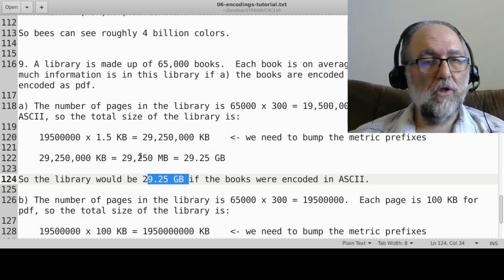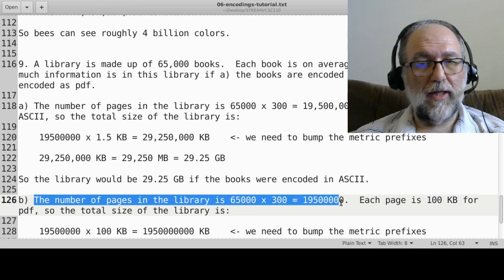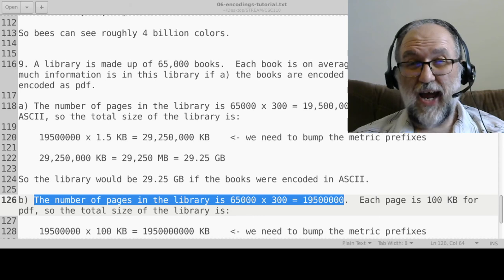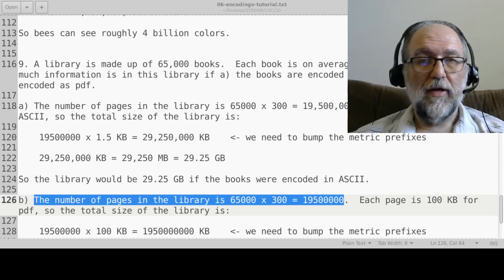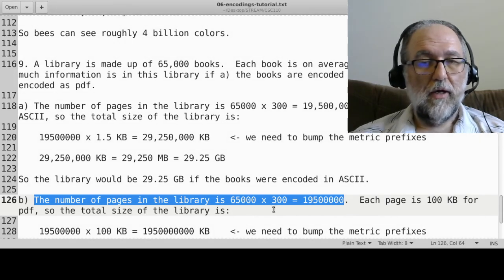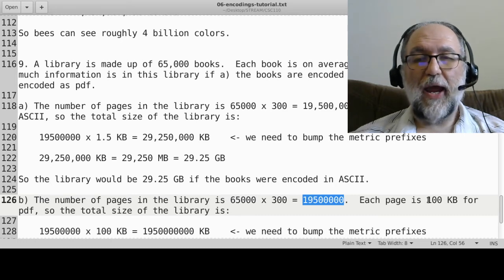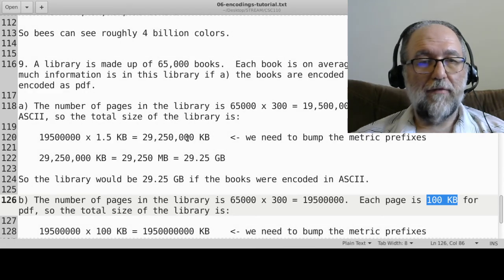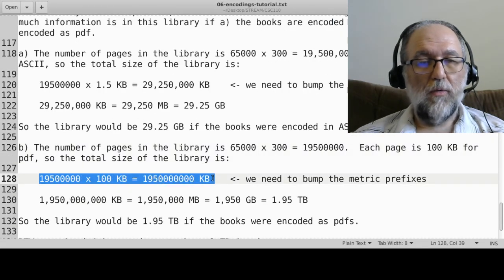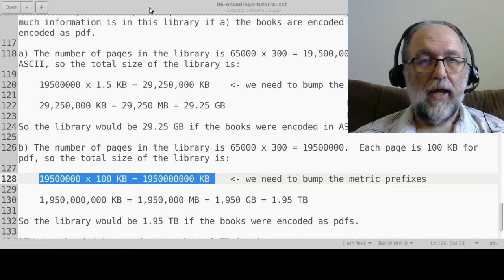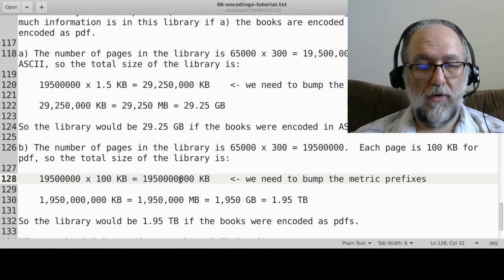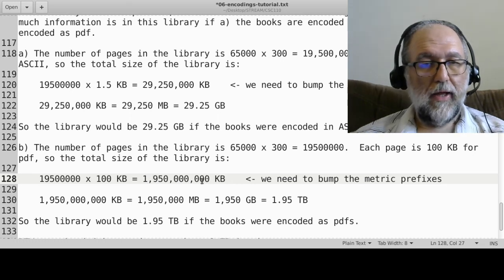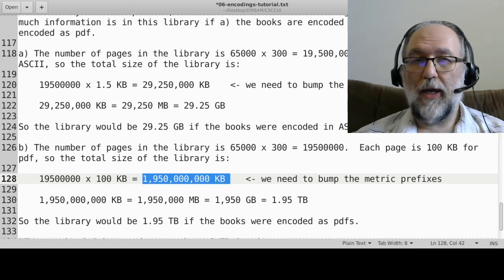Okay, so the number of pages in the library is the same as in the previous problem. We have 65,000 books. Each book is on average 300 pages for a total of 19 million plus pages. Now each page, because this is PDF, is 100 kilobytes. And so now if we multiply this out, we're going to get that number there. Let me put some commas in there so you can see what's going on. And once again, that number is way too big.